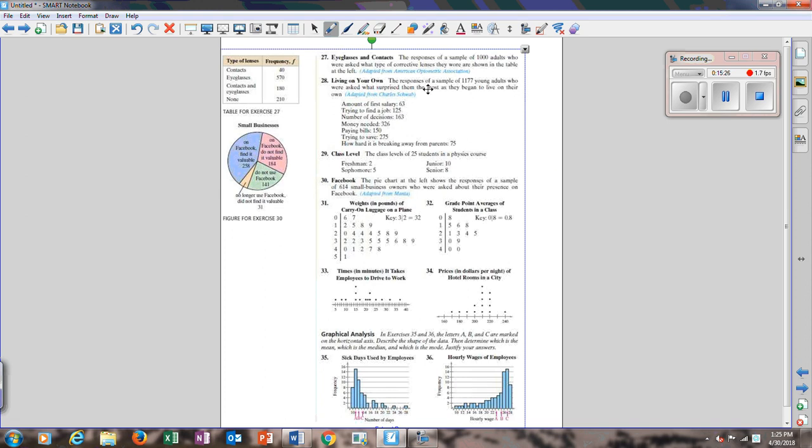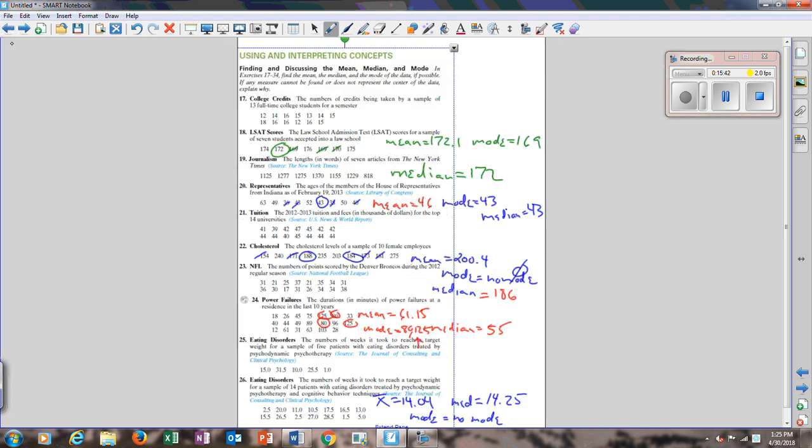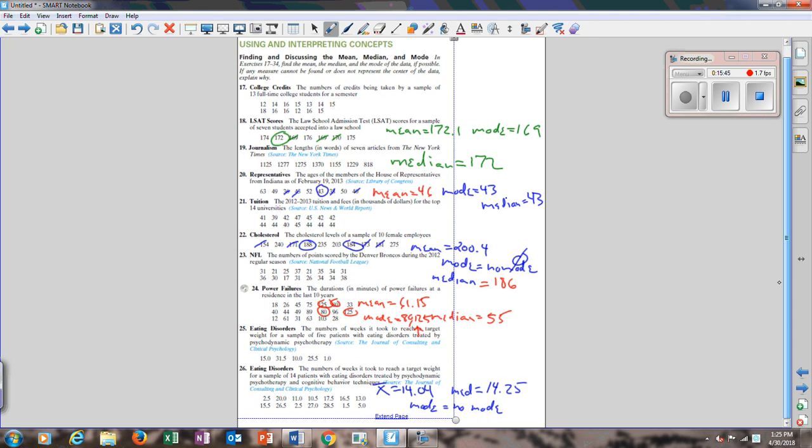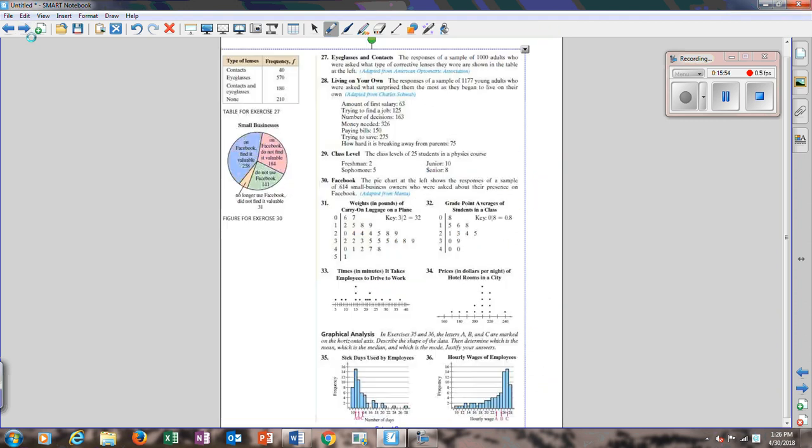Number 28. The responses of a sample of 1,177 young adults who were asked what surprised them the most as they began to live on their own. Amount of first salary, trying to find a job. I don't know exactly what we're asking for here. Let's go back and look. Oh. I think I might be missing some instructions. Let me have a look here.